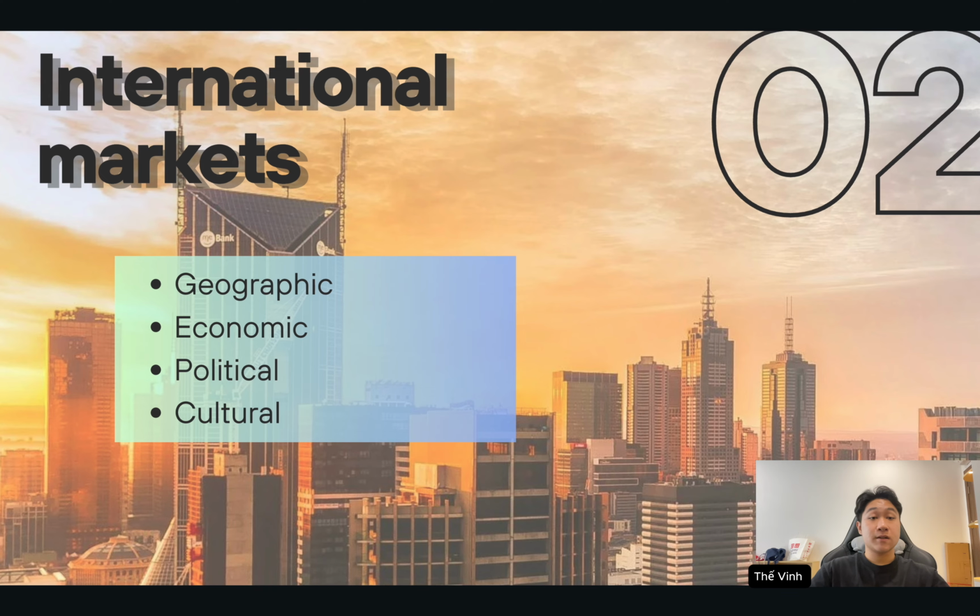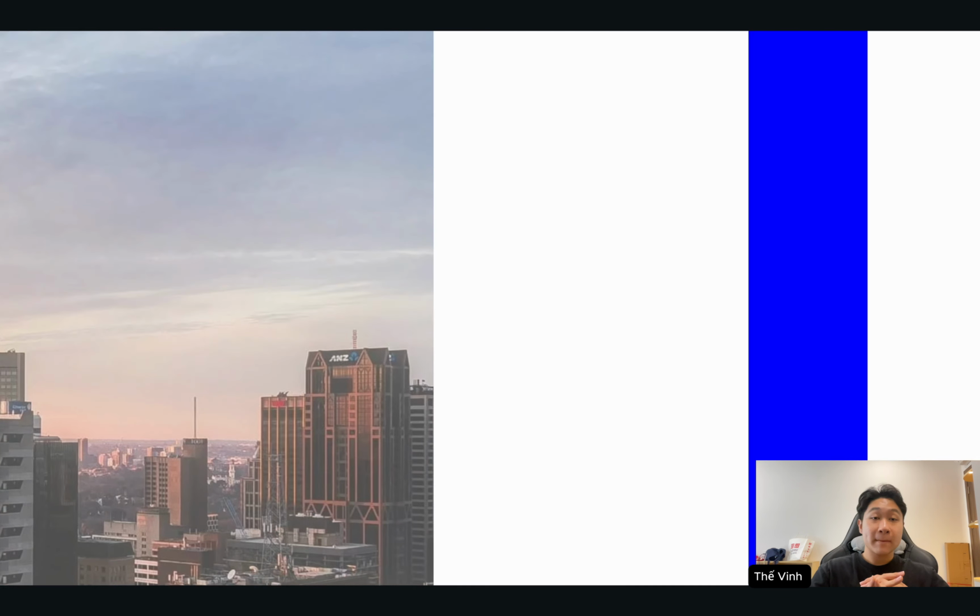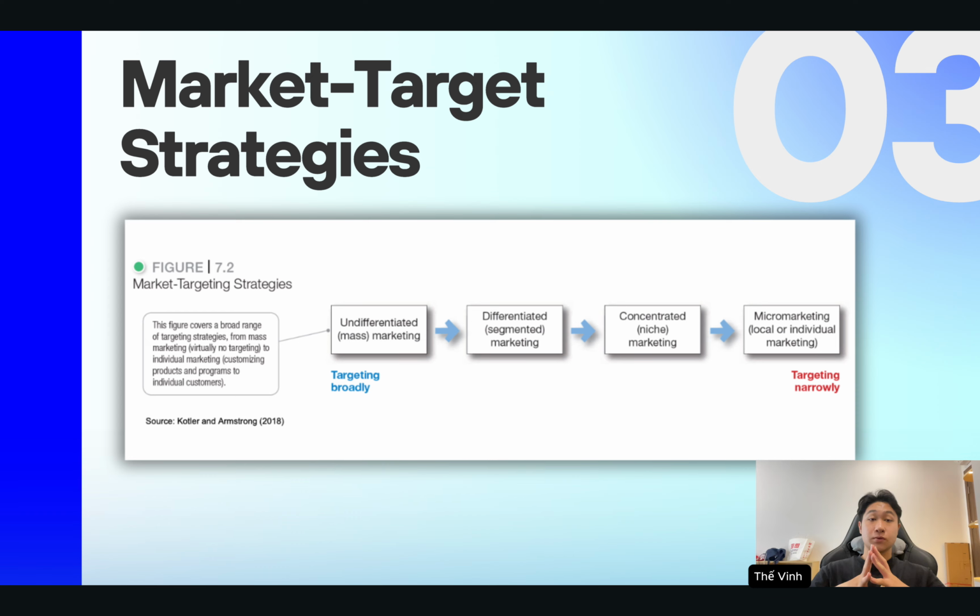For segmentation to be effective, it must create groups that are measurable, accessible, substantial, differentiable, and actionable. Now let's move on to market targeting. After identifying the segments, a company evaluates each one based on size, growth potential, attractiveness, and how well it matches the company's objectives and resources.